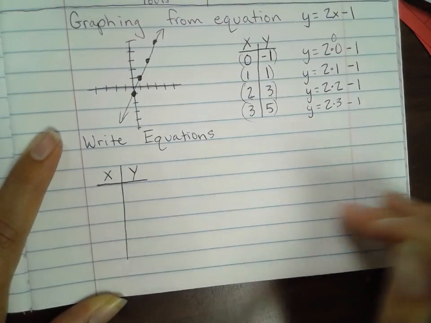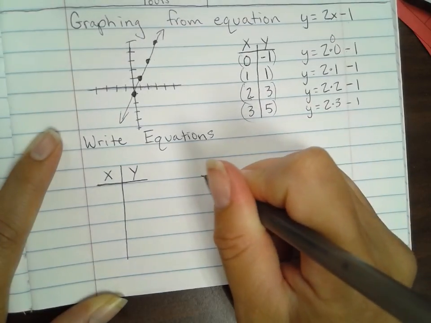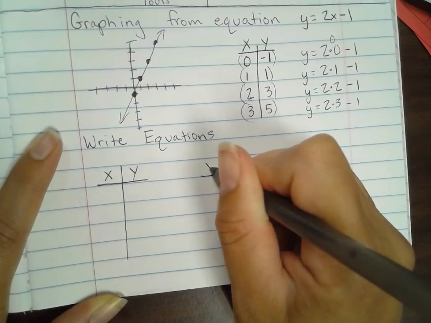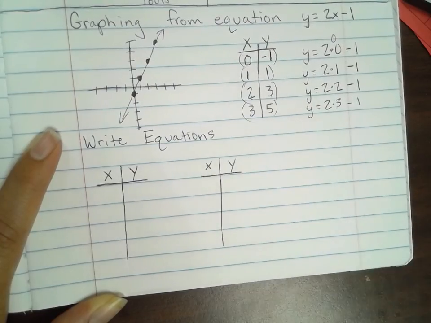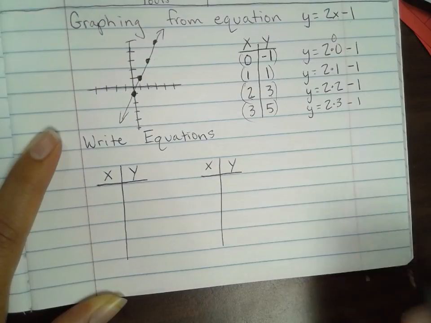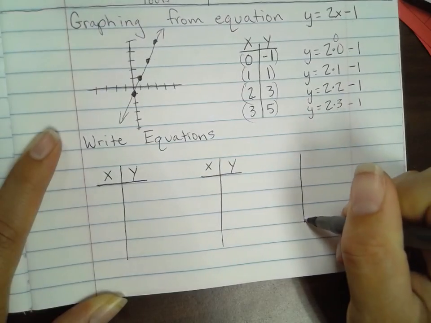We're going to do 2 tables and then a graph, so write kind of small if you can. So here's going to be the second one. We'll write the equation underneath it. And it's not always x, y. It might be a, b, or whatever they give you. Just put the right variable in the right spot. Okay, and then a small graph over here.